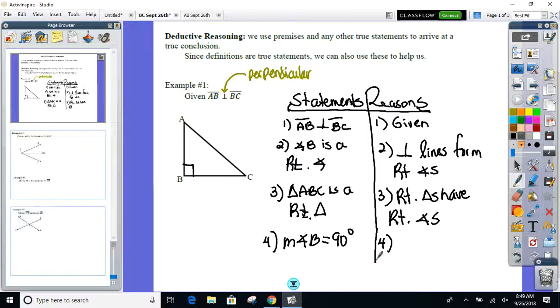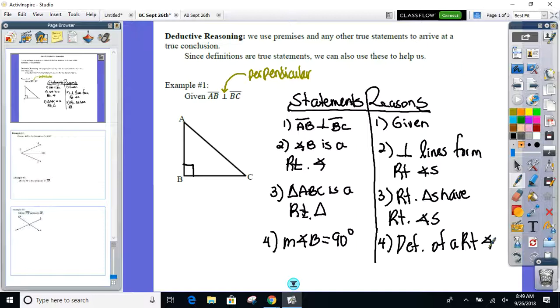How do we know that? How do we know it's 90? Caitlin? Right angles equal 90, right? Or the definition of a right angle. So I'll write right angles equal 90. I'll abbreviate it DEF, definition of a right angle. And I'll just stop there.